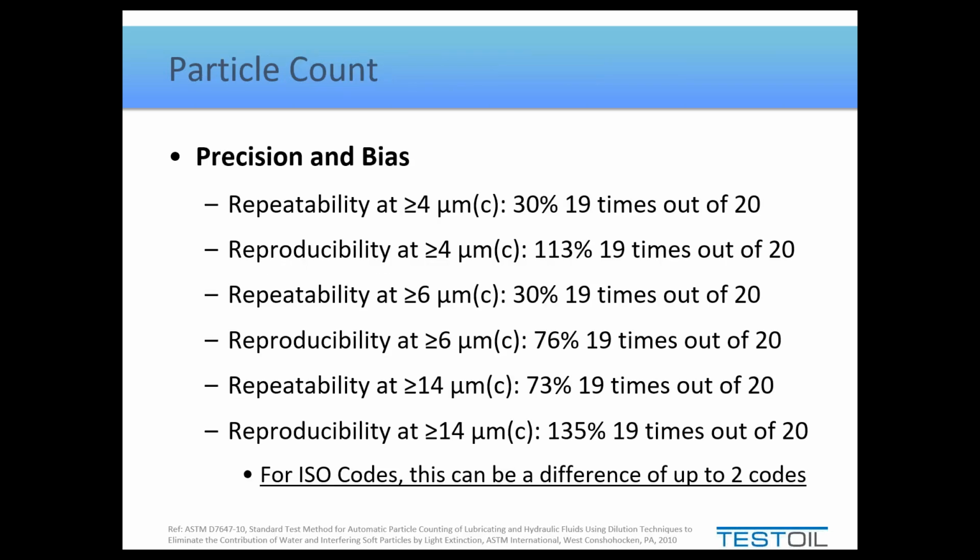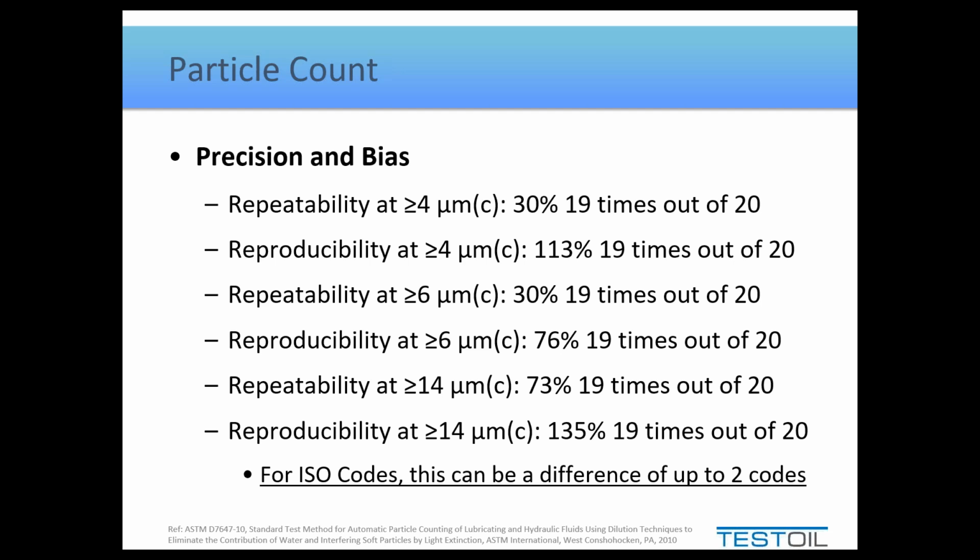According to ASTM for optical particle counting, these are the repeatability numbers. So if you look at the repeatability and reproducibility, I usually focus on the reproducibility myself. It's over 100%, meaning the value can change by more than double and is still considered the same value.